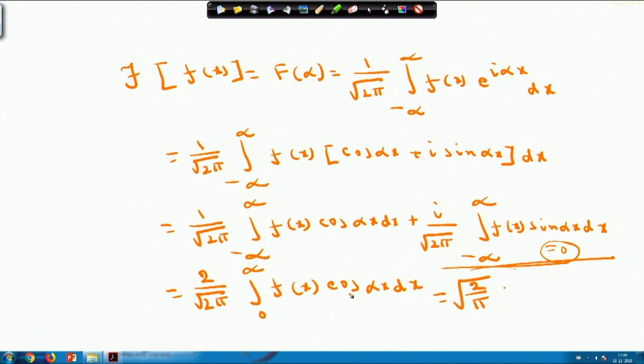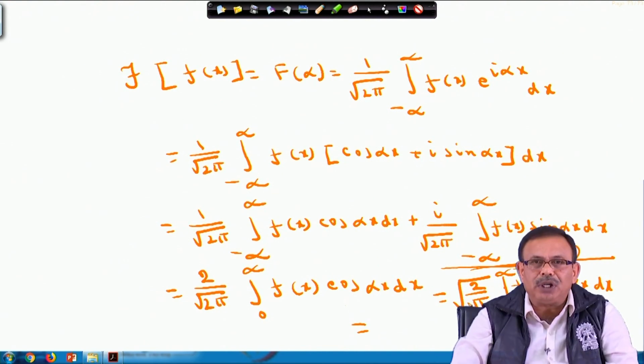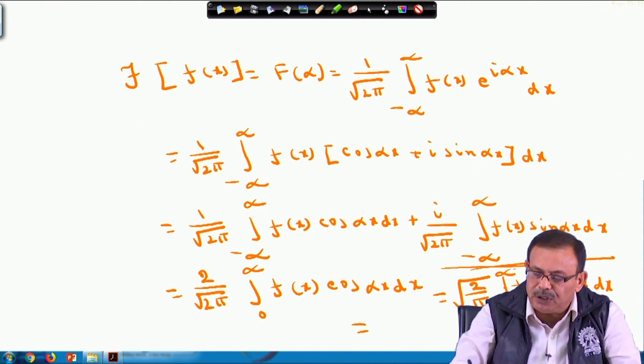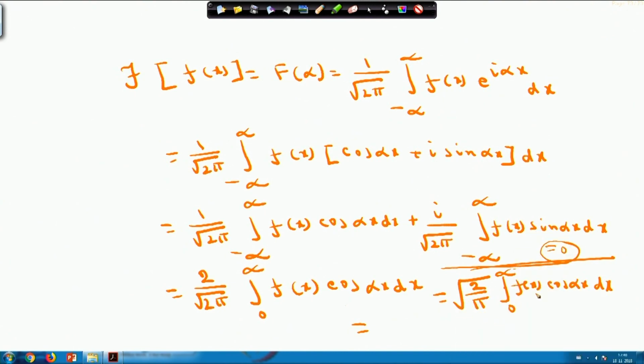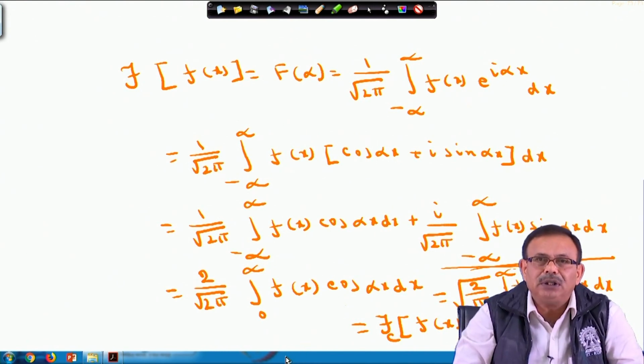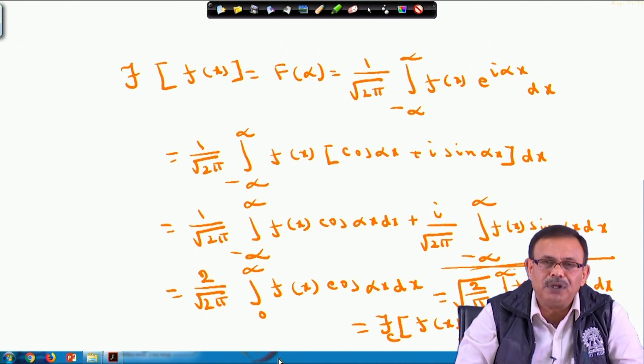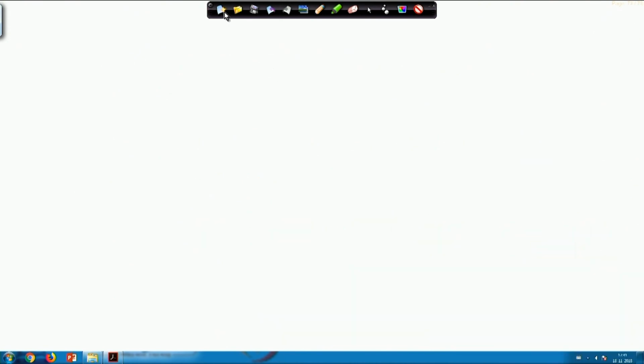This one, 0 to infinity f x into cos of alpha x dx, is nothing but the Fourier cosine transform of f x. From the definition, the Fourier cosine transform of f x is root over 2 by pi, 0 to infinity, f x into cos of alpha x dx. So you can write it as the Fourier cosine transform of f x, and this completes the proof that if the function is an even function, the Fourier transform and Fourier cosine transform both remain the same.